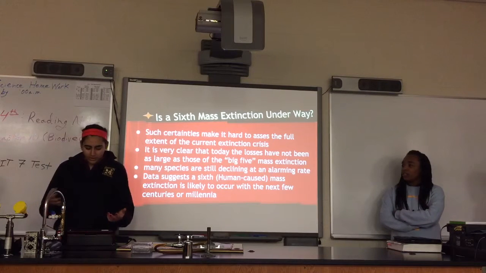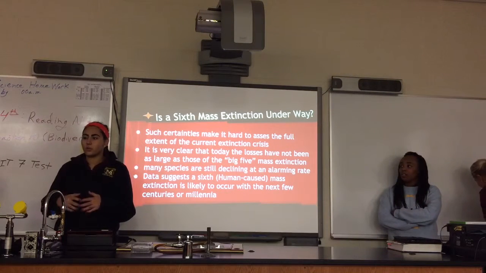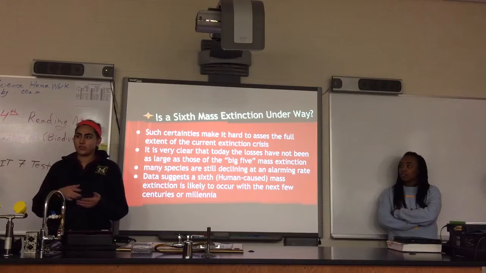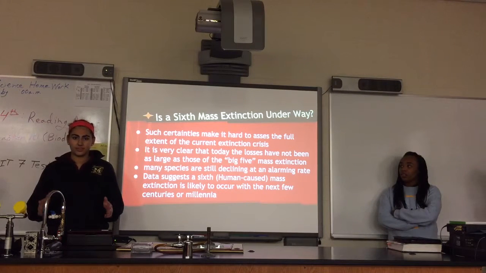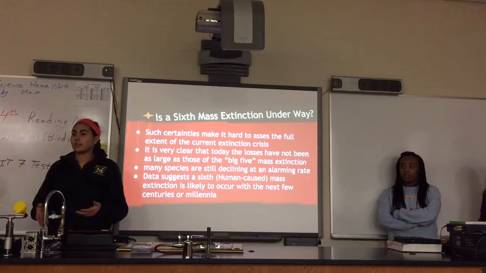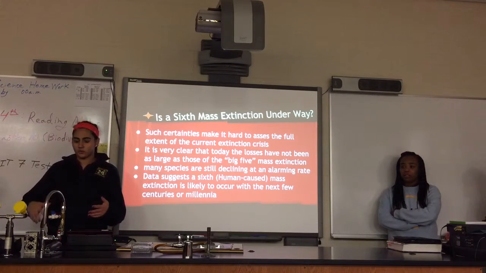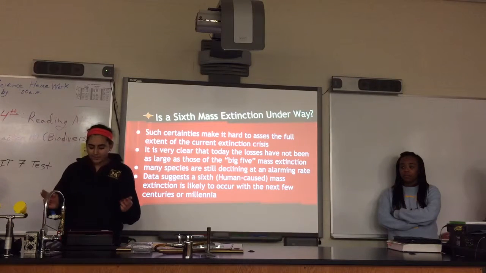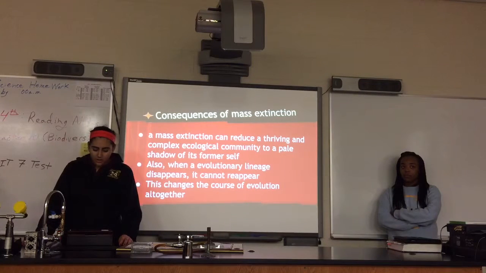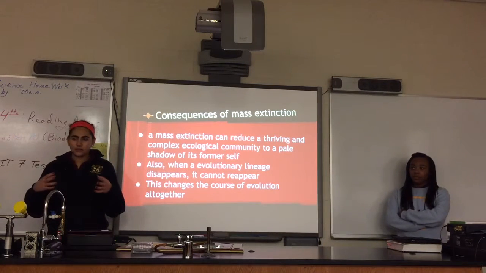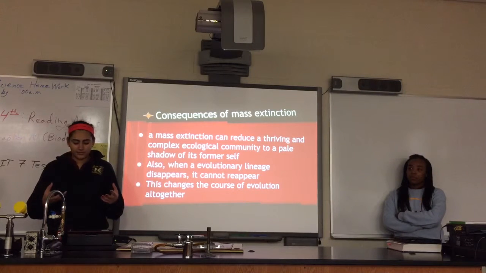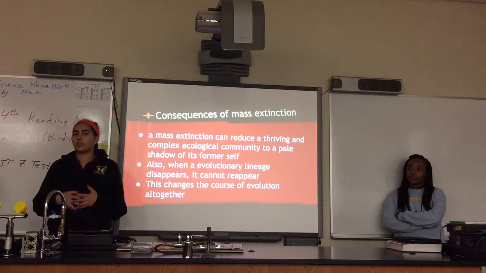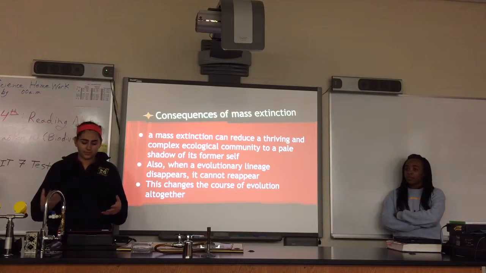But it's really clear that losses today are nowhere near as huge as the big 5 mass extinctions. In the history of Earth, there have been 5 times where really large mass extinctions have occurred, and the number of species we're losing today is nowhere near those numbers. But data suggests that a 6th big, human-caused mass extinction is going to happen probably in the next few centuries or millennium. It takes a complex, full environment and reduces it to a pale shadow of itself. It gets rid of so many of the species, so many of the plants, so much of the environment.